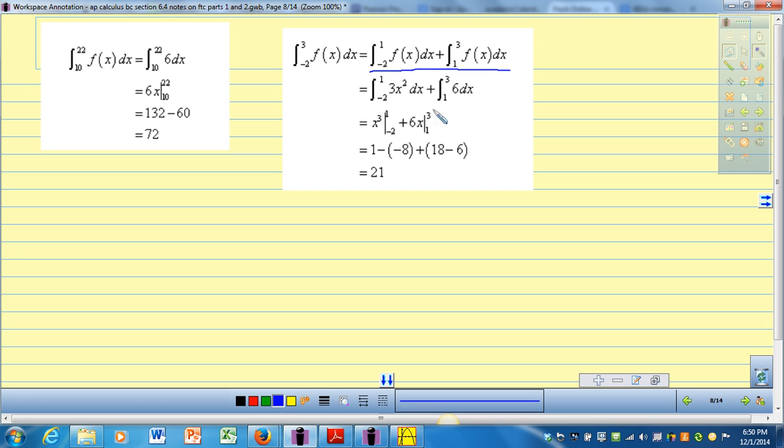Take the antiderivative of each. Antiderivative of 3x squared is x cubed. Antiderivative of 6 is 6x. And then we'll evaluate it, the x cubed from -2 to 1, and the 6x from 1 to 3 to get our solution of 21. Let's just make sure we understand why the antiderivative of 3x squared is x cubed. The 3 is out in front. You leave that out in front as a constant. The antiderivative of x squared is x cubed over 3, and our 3's cancel, leaving us simply with x cubed.